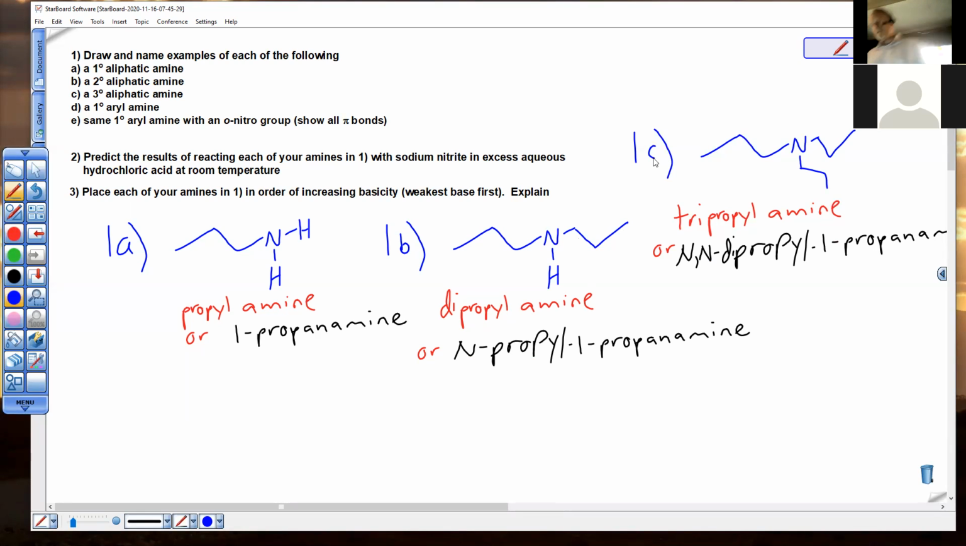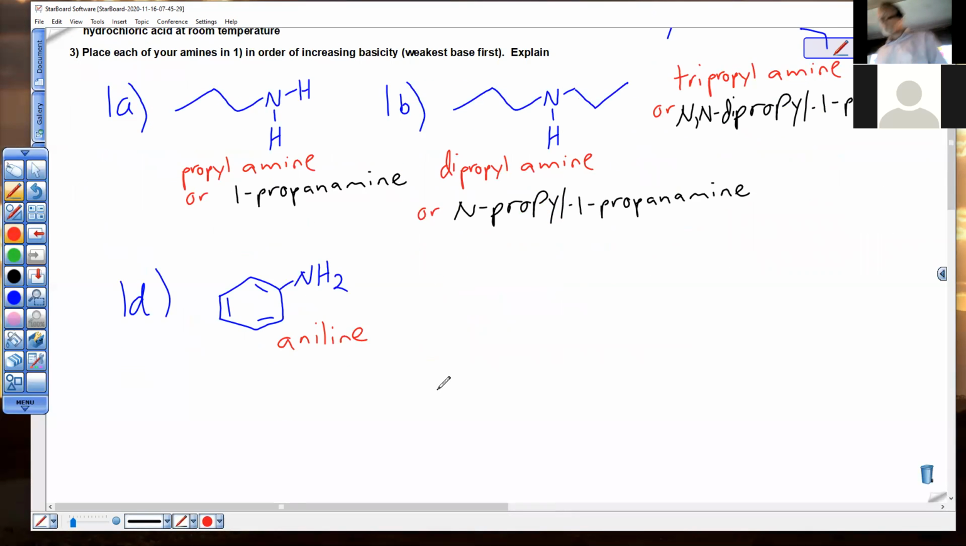And don't get fancy for 1D or E. An aryl amine. Let's do the simplest one. Go benzene with an NH2. We have to know its common name is aniline. Saw it both in chapter 21 and chapter 23. And that's aniline, or, I mean, you can call it aminobenzene. That's fine.